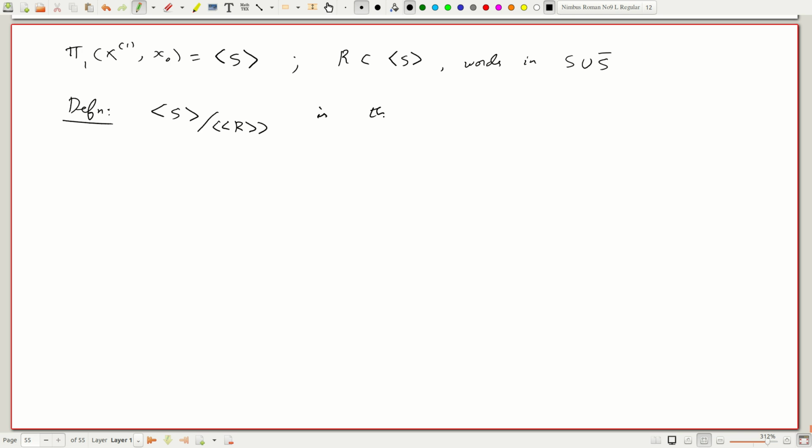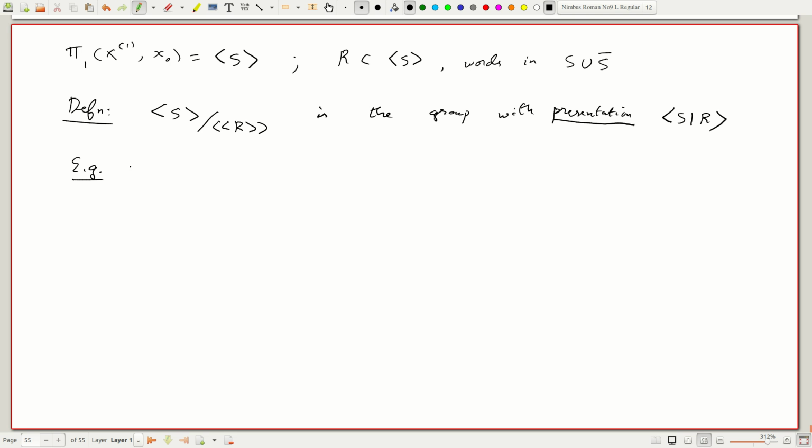is the group with presentation S given R. So what we have seen is, given a 2 complex, we get a presentation of the fundamental group, and if it involved only finitely many cells, we would actually only get a finite presentation.